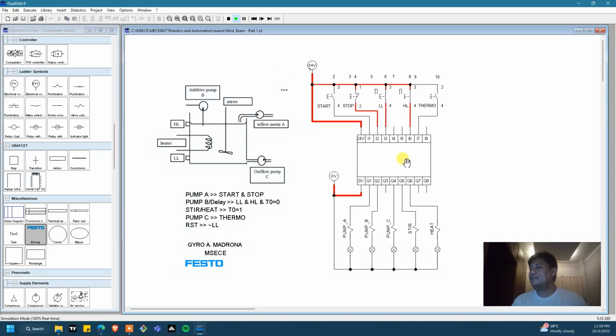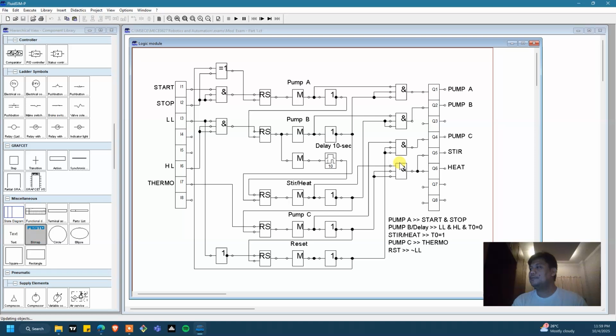And for my functional block diagram, we can open this one. So this is my functional block diagram. I have here my inputs, and these are my outputs.